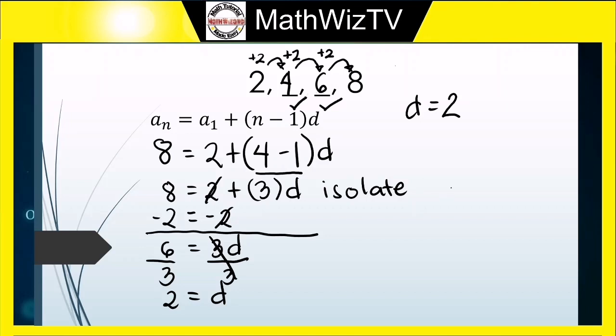The arithmetic means of 2 and 8 are 4 and 6.